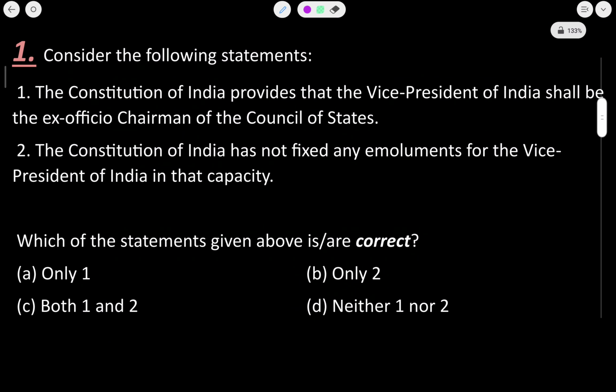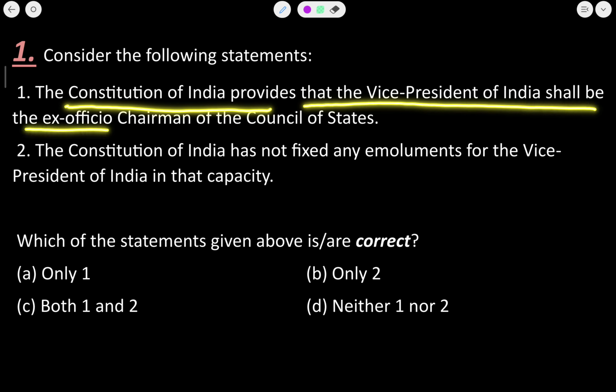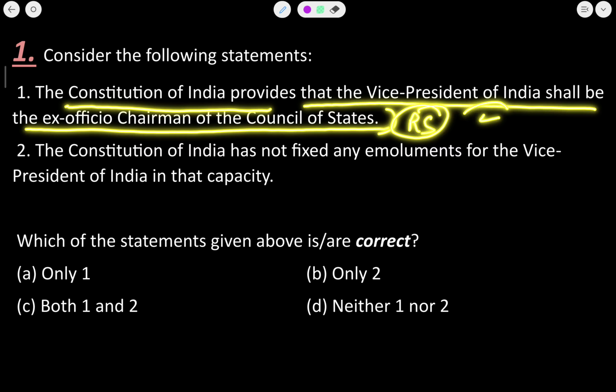Let us straight away move to the questions. बाकी के points अगर आते हैं तो we will discuss it here. Now, the Constitution of India provides that the Vice President of India shall be ex officio chairman of the Council of States, that is Rajya Sabha. Absolutely true. अभी बताया मैंने आपको.